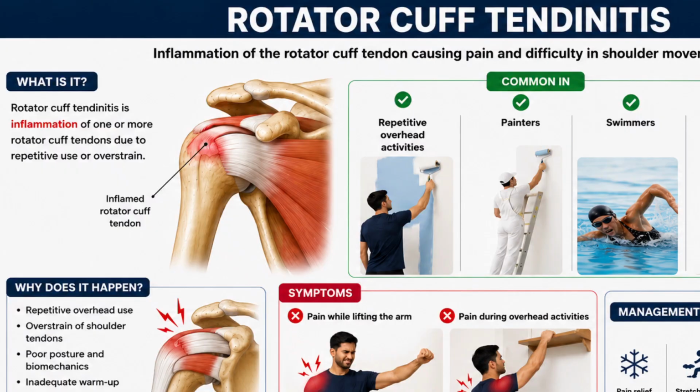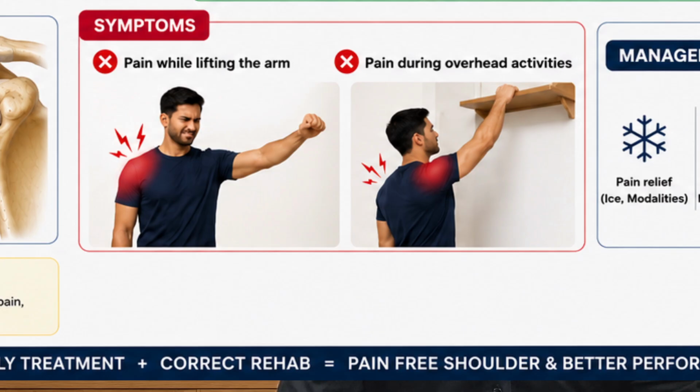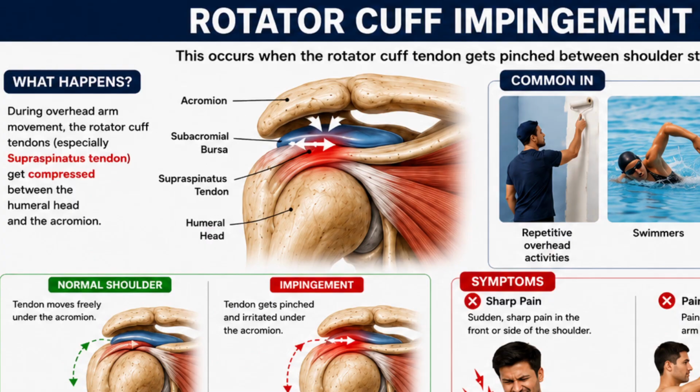So let's discuss rotator cuff injuries. So the first one is rotator cuff tendinitis. This refers to the inflammation and irritation of the tendon of the muscle. And it is common in painters, swimmers, cricket players, volleyball players, and gym enthusiasts. And the common symptoms are pain while lifting the arm, pain during overhead activity, mild weakness, tenderness around the shoulder joint.